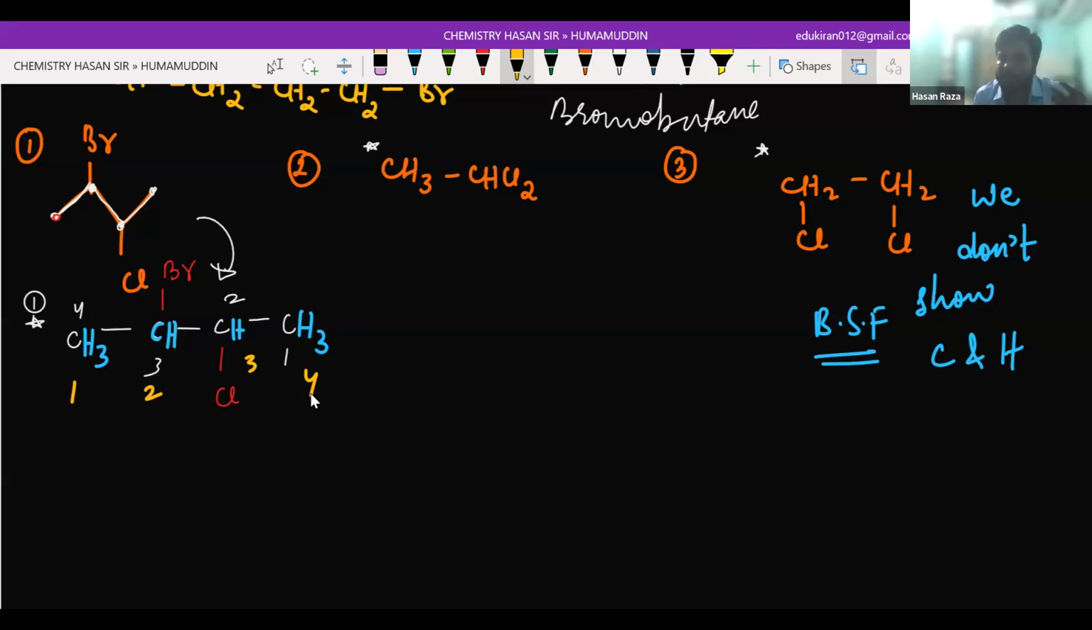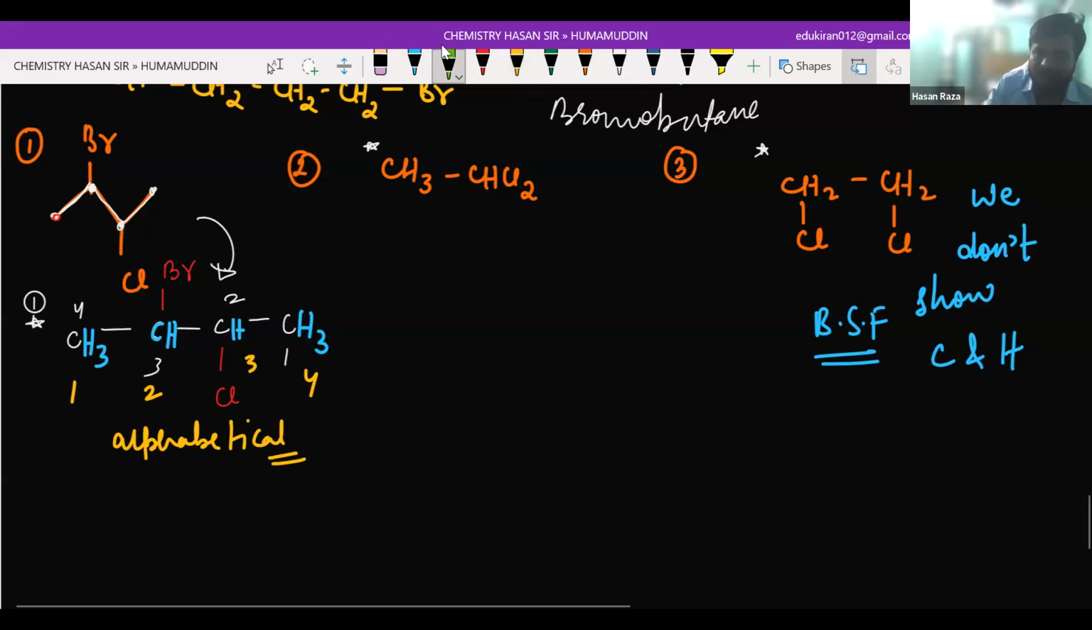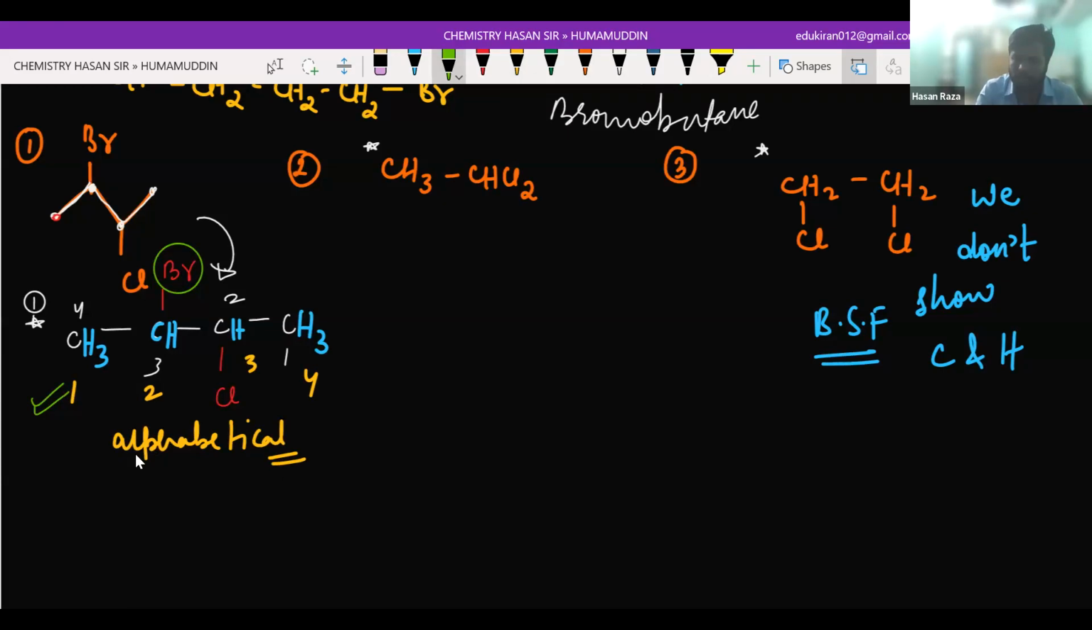So which one will be given the priority? So the one with alphabetical order. Basically, we are going to do the numbering on alphabetical basis. So you can see bromine, B. So this one from the right hand side is the correct numbering. So this will be your 2 bromo, and then comes your 3 chloro, and how many carbon? 4 carbon, and all are singly bonded, butane.